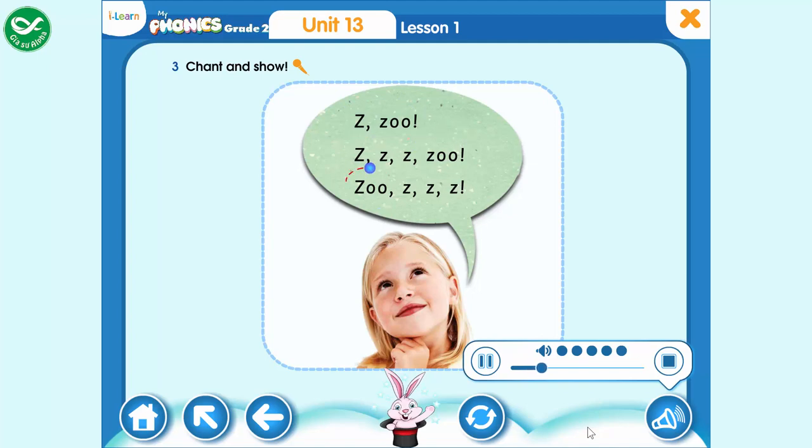Zoo. Zoo. Z. Zebra. Z. Zebra. Zebra. Z. Z. Zip. Z. Zip. Zip. Z.